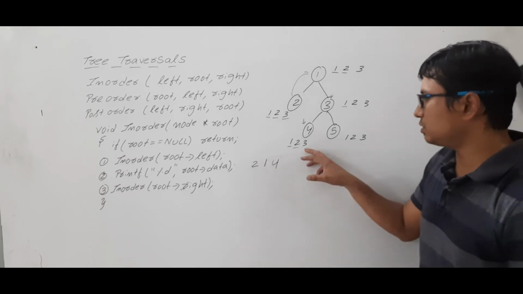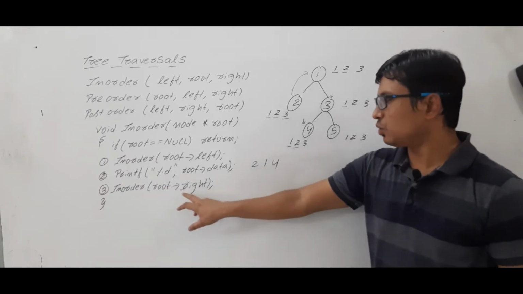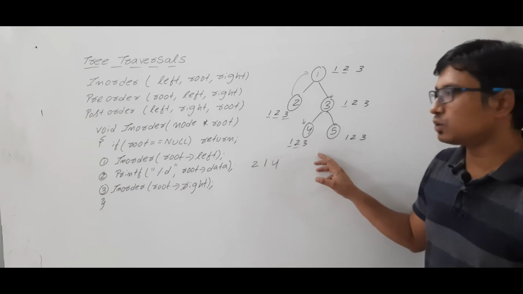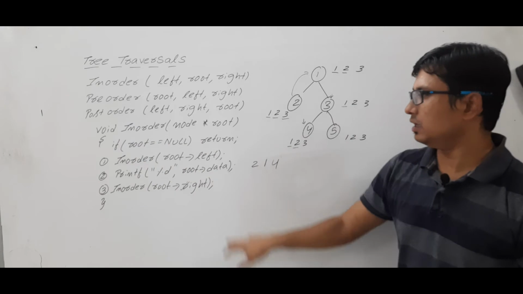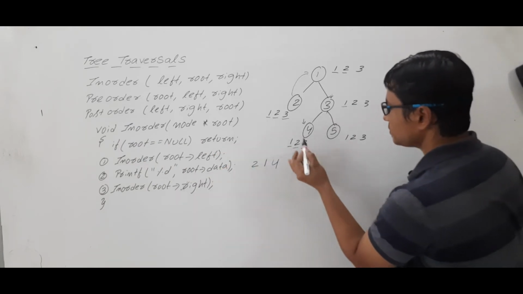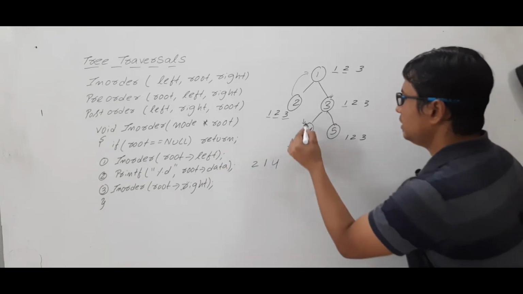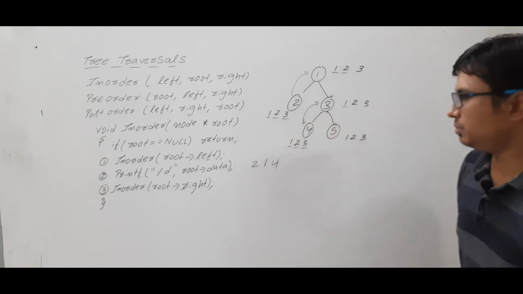Now you need to execute the step 3. What is the step 3? Root of right, which is equal to null. So you will get null here. So null is equal to null. So you will return. So you executed all the steps here. You will come back here. Are you able to understand?